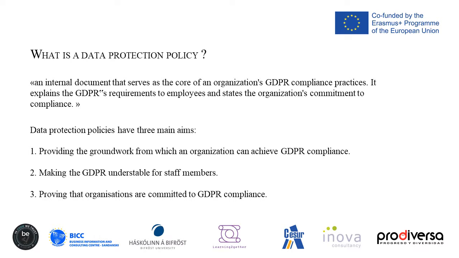Data protection policies have three main aims. The first one is providing the groundwork from which an organization can achieve GDPR compliance. Second is making the GDPR understandable for staff members. And finally, the third one is proving that organizations are committed to GDPR compliance. Article 24 of GDPR states that organizations have to create a policy in order to demonstrate that data processing is performed in accordance with this regulation.